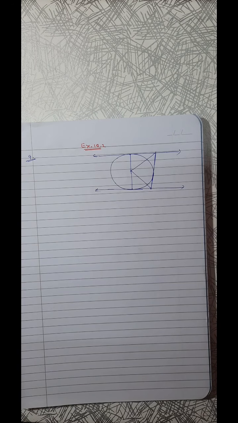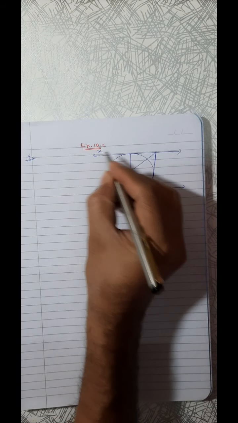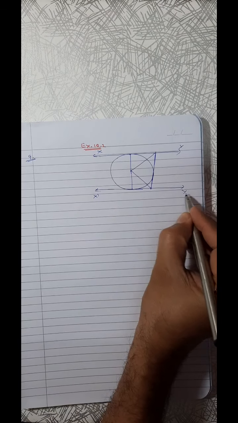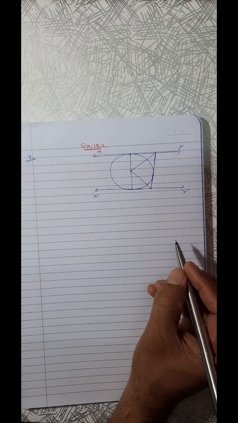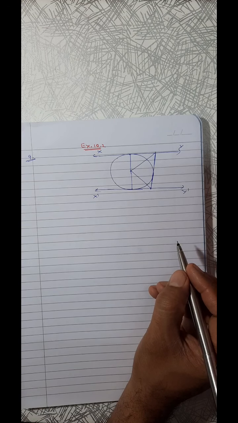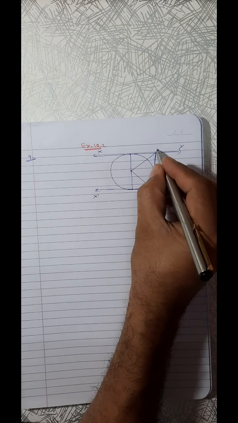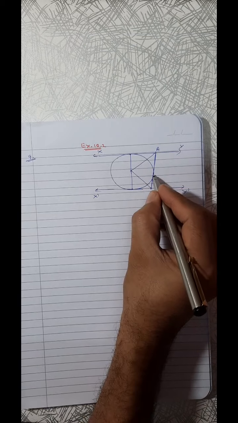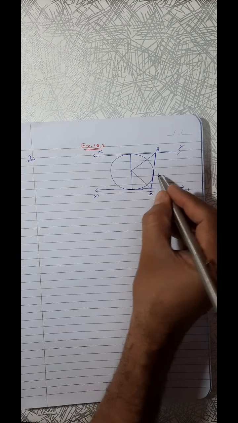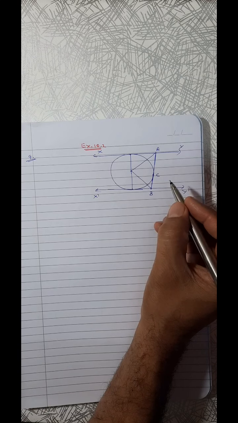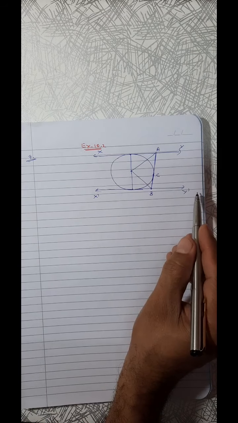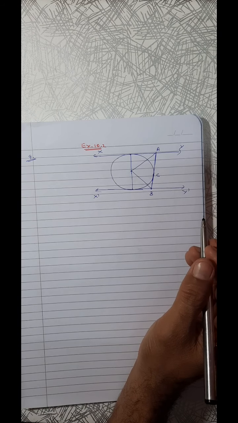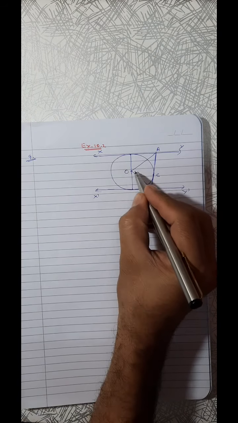Question number 9. In figure 10.13, XY and X'Y' are two parallel tangents to a circle with center O, and another tangent AB, which is also touching the circle at a point of contact C, intersects XY at A and X'Y' at B. Prove that angle AOB is 90 degrees. This angle of 90 degrees we have to prove.